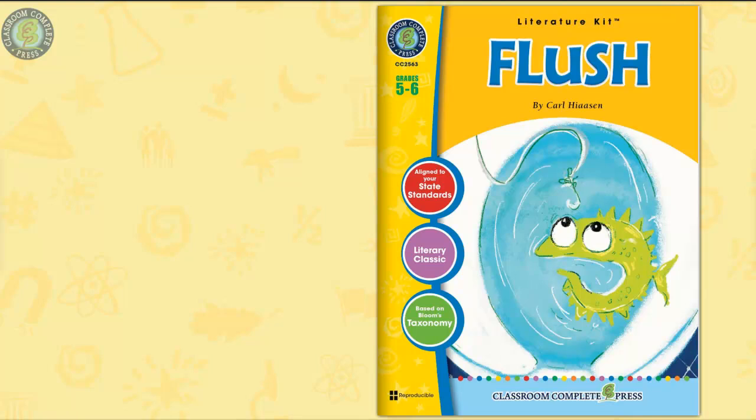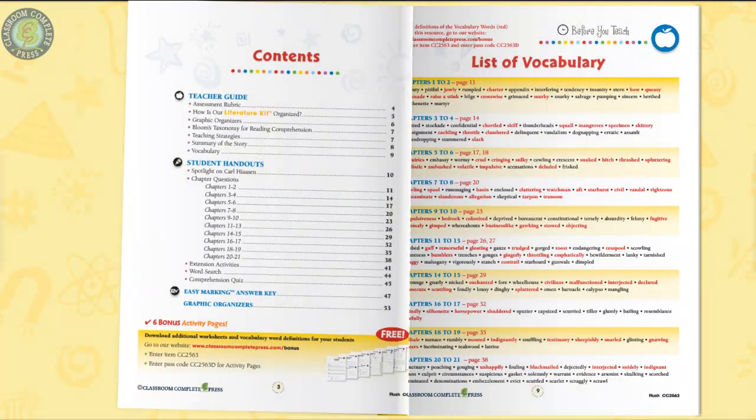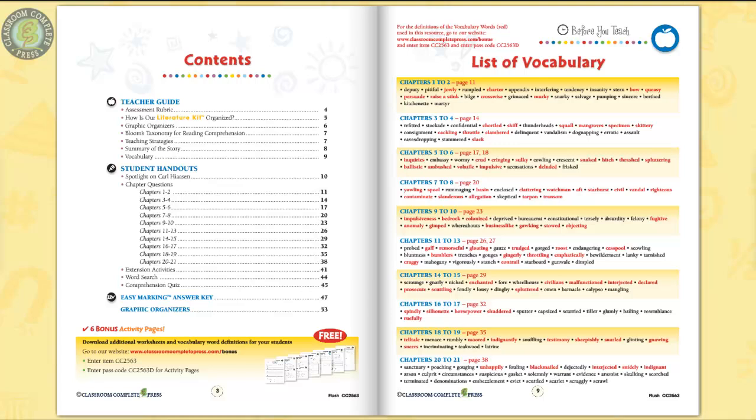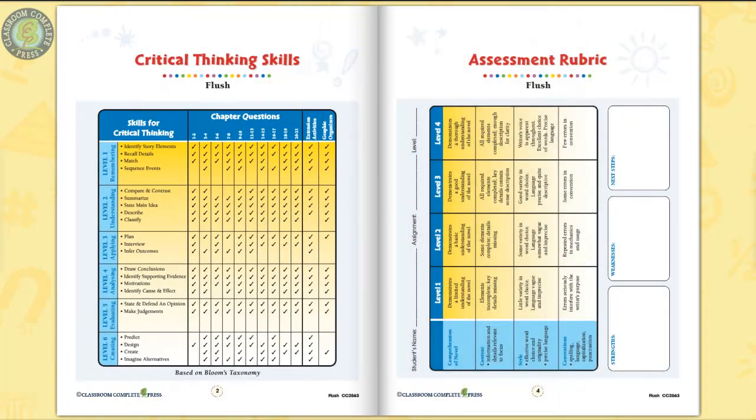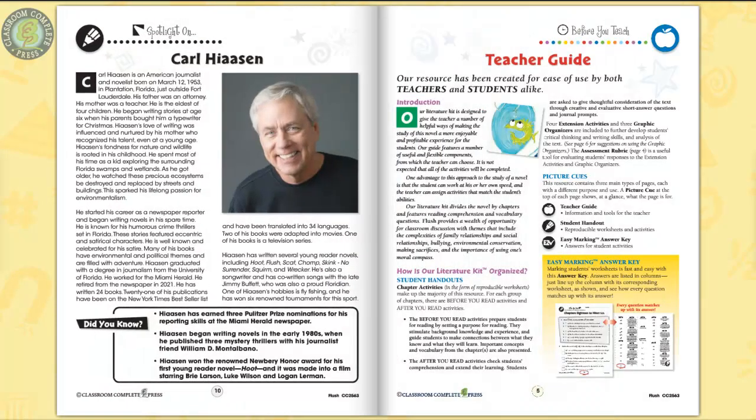This literature kit on Flush by Carl Hiaasen presents well-organized and easy-to-use materials, saving prep time. 55 pages chock full of a variety of scaffolding strategies incorporated in our Before You Read worksheets for each chapter section, along with vocabulary prompts to prepare your students for the reading, with rubrics, teacher guide, and author biography.